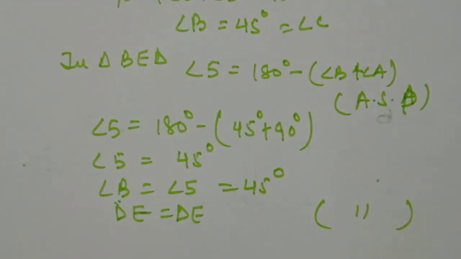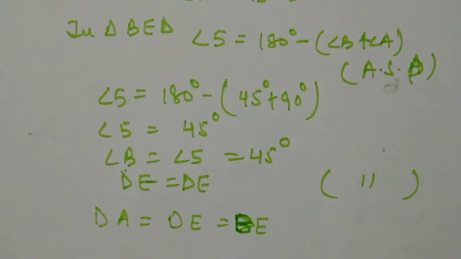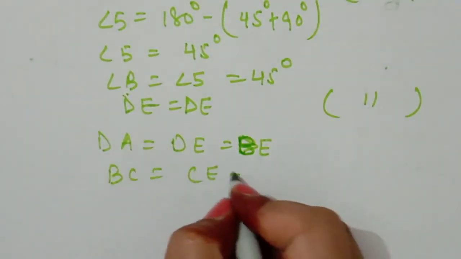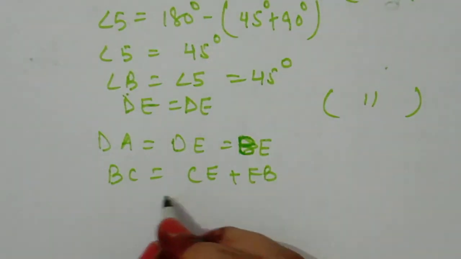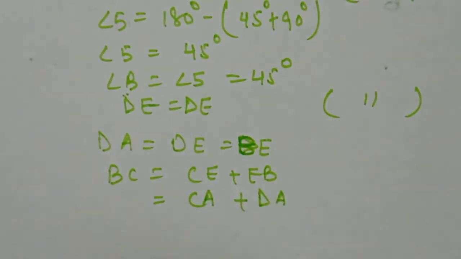Now we know it very well from the two relations that DA is equal to DE is equal to BE. So these three sides are equal to each other. So students, BC is equal to CE plus EB, and we have to replace the value. CE is equal to CA plus DA, and we can say that AD plus AC is equal to BC. Your result is proved now.